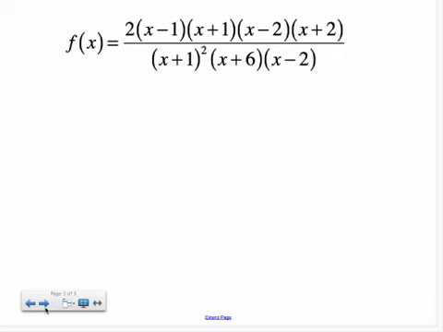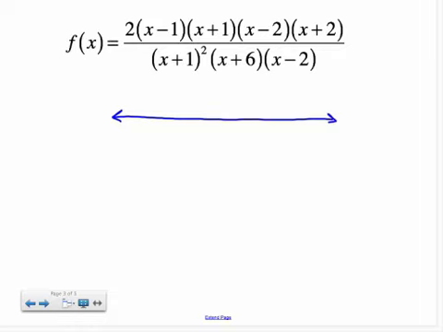Okay, so the first thing I'm going to do once that's done is create my sign chart. Some of you have asked, is the sign chart necessary to graph these? And I guess it's not necessary, but I find it helpful. So I'm going to continue to do it. And it helps me down the road when I'm trying to fill in the pieces of the graph.